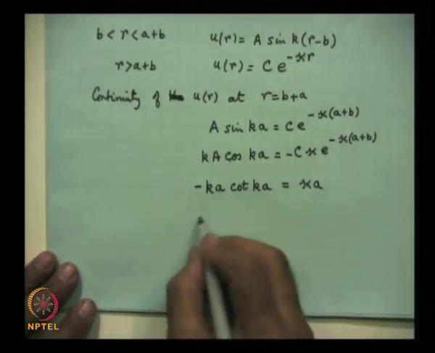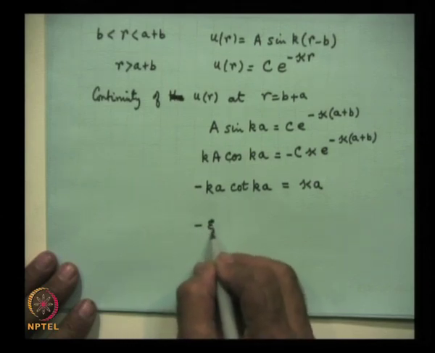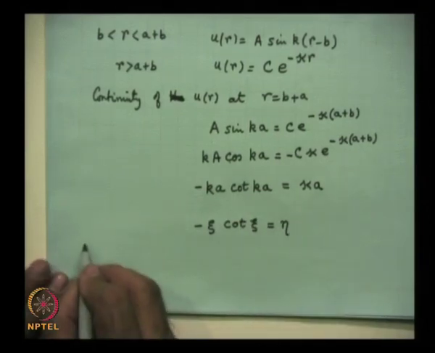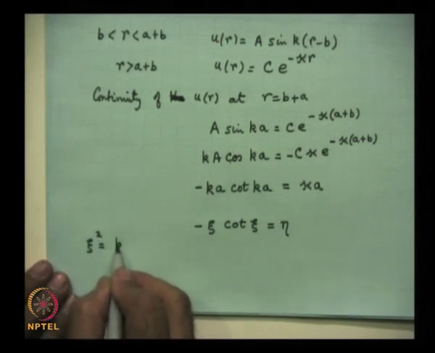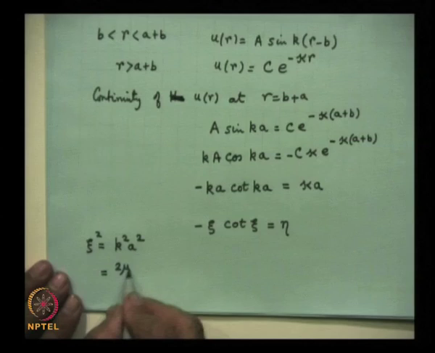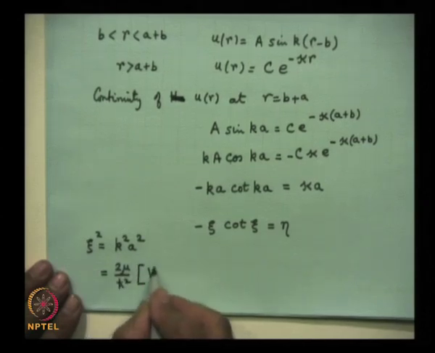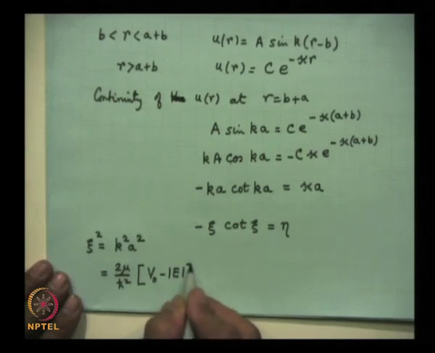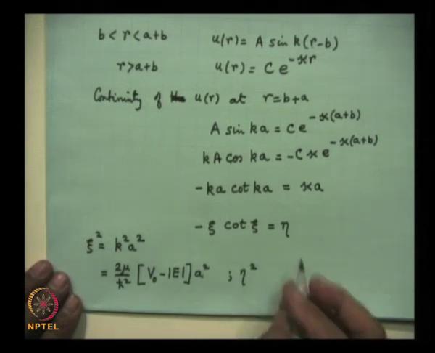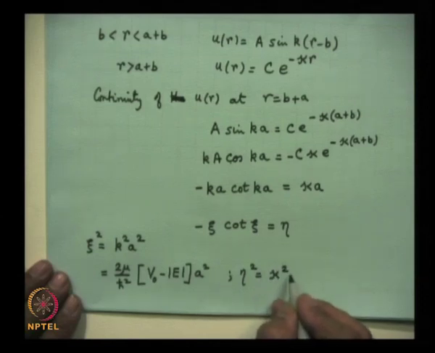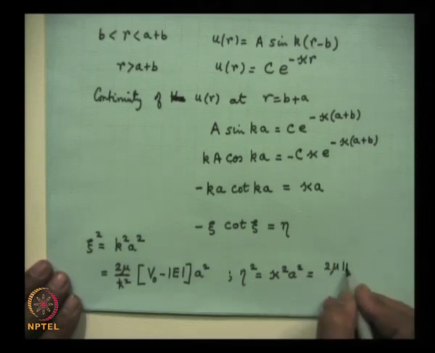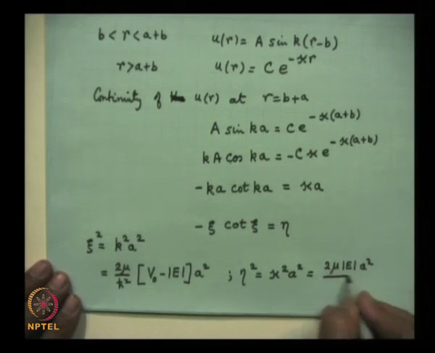So, this is an equation which is similar to what we had encountered earlier. So, minus xi cot xi is equal to eta, where xi square is equal to k square a square, and this is equal to 2 mu by h cross square V 0 minus mod E multiplied by a square, and eta square is equal to kappa square a square, and that is equal to 2 mu mod E a square by h cross square.